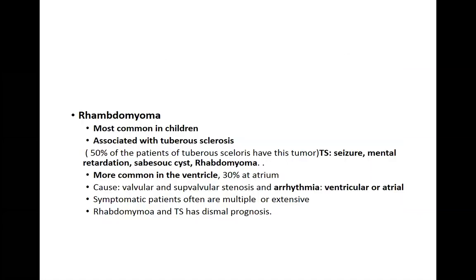Rhabdomyoma is most common in children. It is associated with tuberous sclerosis. That's why the patient presents with seizures, mental retardation, sebaceous cysts, and rhabdomyomas. It affects the ventricle more than the atrium. It causes valvular and subvalvular stenosis and arrhythmias. Symptomatic patients often have multiple and extensive disease. Usually, we don't operate on rhabdomyoma because the patient has tuberous sclerosis and their prognosis is dismal.